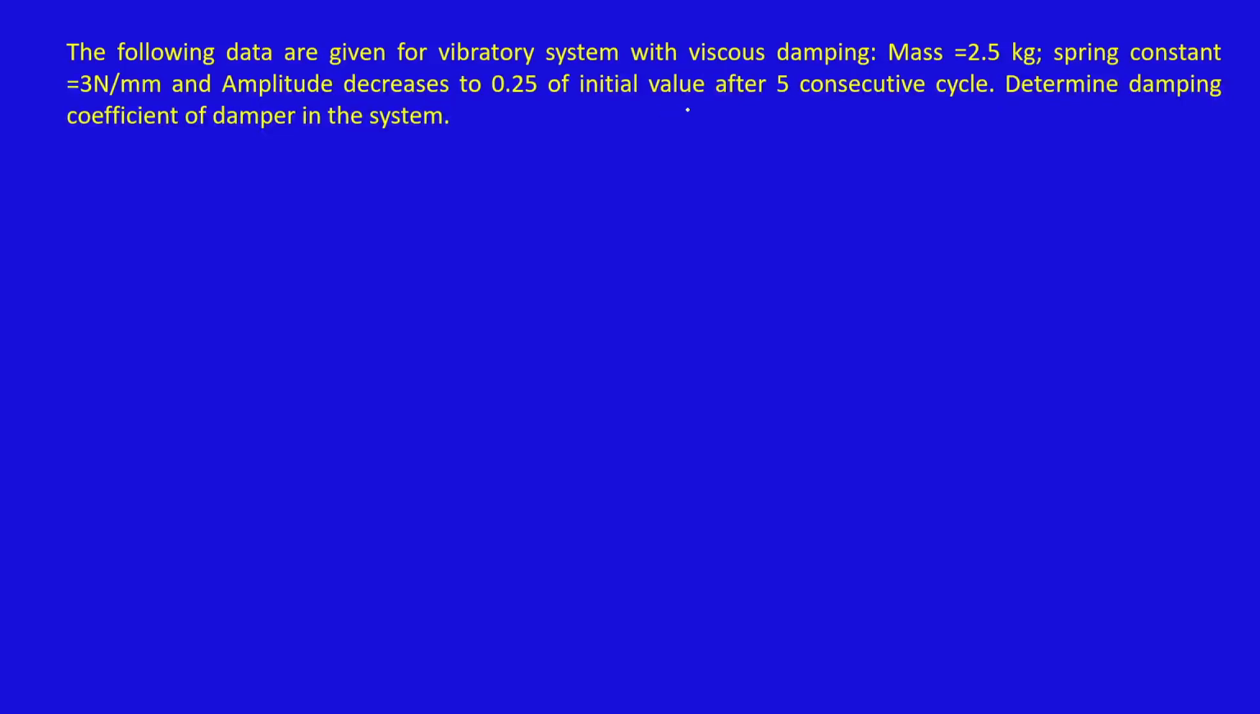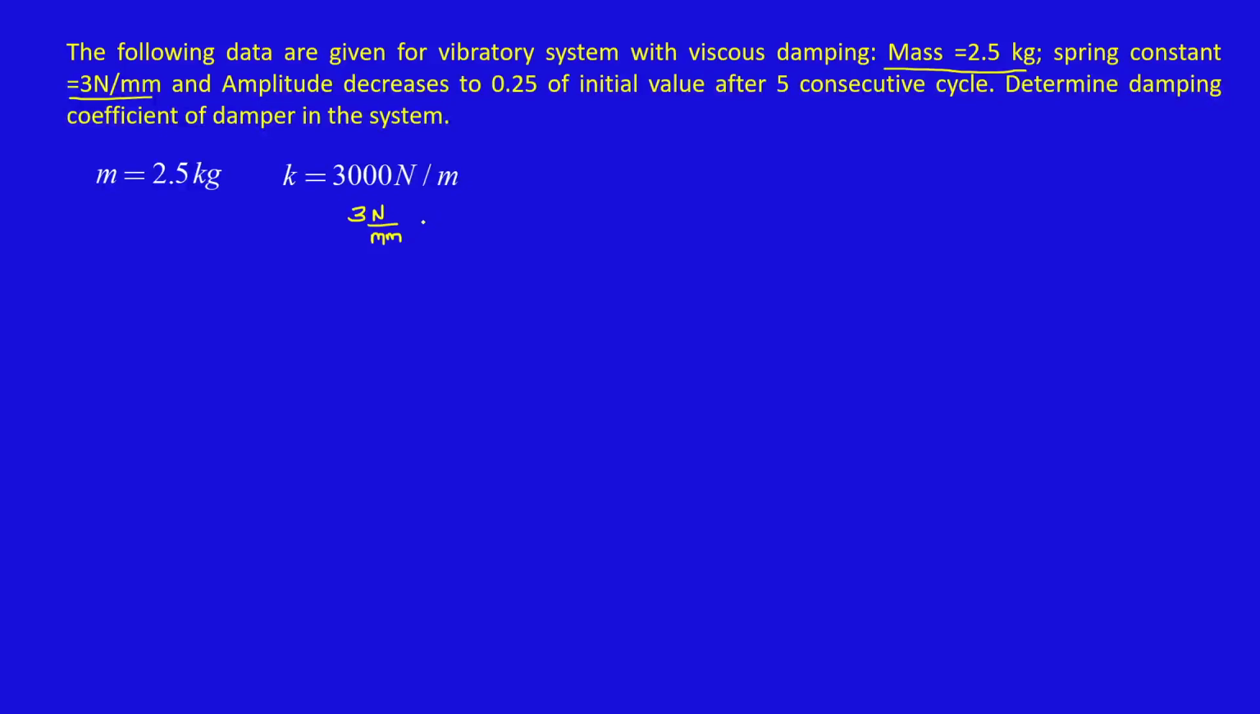Free damped vibration related problem. The mass of the vibrating system is 2.5 kg. The spring constant is 3 Newton per mm. So you have to convert that Newton per mm into meter. You will get 3000 Newton per meter.